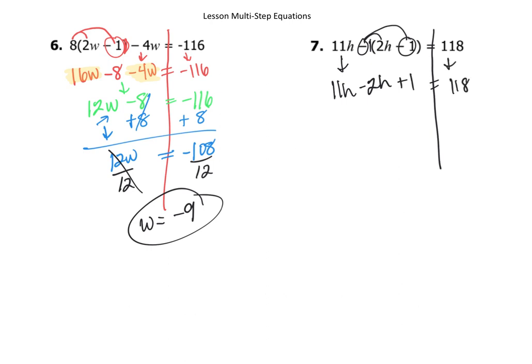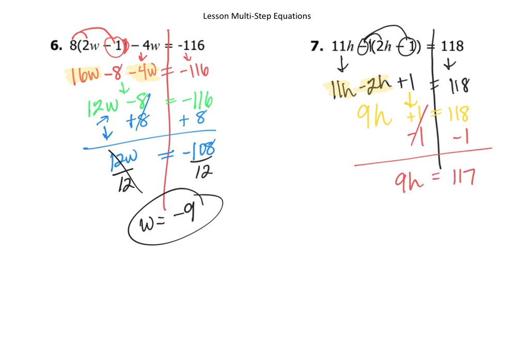We're bringing down 118. We are checking for like terms on the left side. So we have 11h to go with negative 2h, and that makes 9h. We're bringing down positive 1. It's equal to 118. Now we move any addition or subtraction that's happening. So we are going to subtract 1 from both sides. We have 9h equals 117.